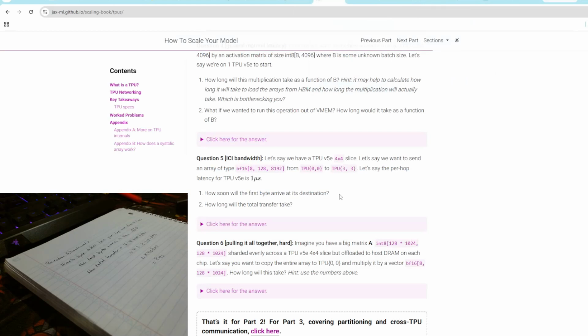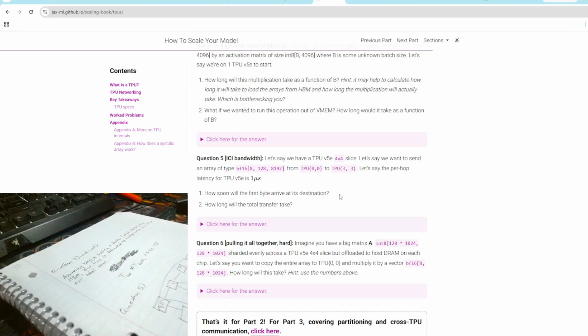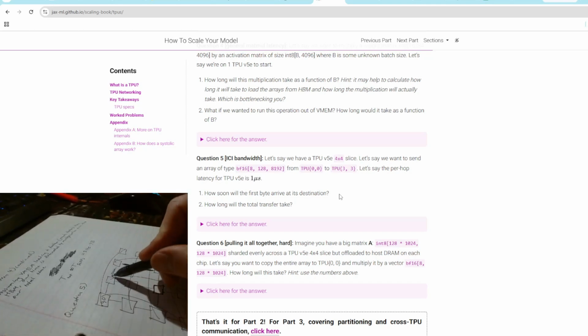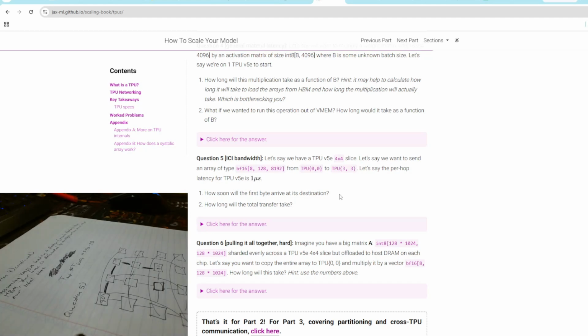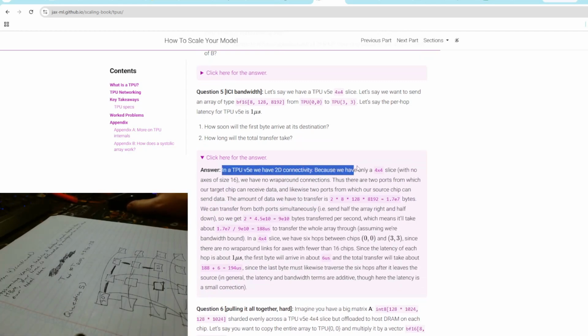All right, let's see how good we did. Let's go back to the first page and see the first part. I'm also going to highlight the transfers just so it's easier to visualize what's going on. Well, that might be a mistake depending on what the answer ends up being. We've got 2D connectivity because we only have a 4x4 slice with no axes of size 16. We have no wraparound connections. Oh, okay, well, whoopsies, my drawing's wrong.